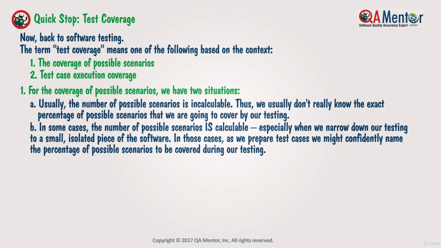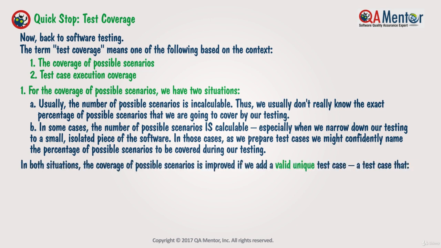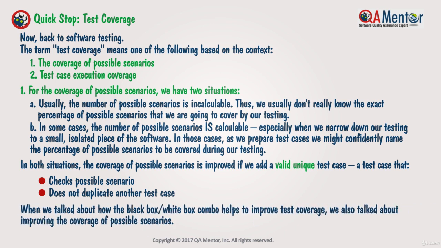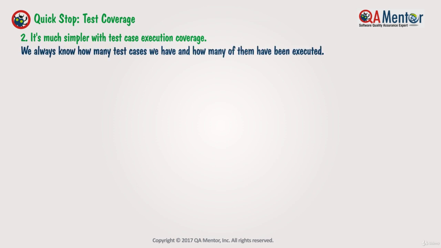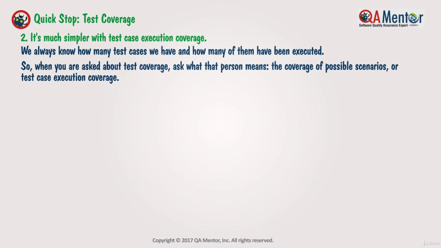In those cases, as we prepare test cases, we might confidently name the percentage of possible scenarios to be covered during our testing. In both situations, the coverage of possible scenarios is improved if we add a valid, unique test case, a test case that checks a possible scenario and does not duplicate another test case. When we talked about how the black box, white box combo helps to improve test coverage, we also talked about improving the coverage of possible scenarios. It's much simpler with test case execution coverage. We always know how many test cases we have and how many of them have been executed. So, when you are asked about test coverage, ask what the person means: the coverage of possible scenarios, or test case execution coverage.